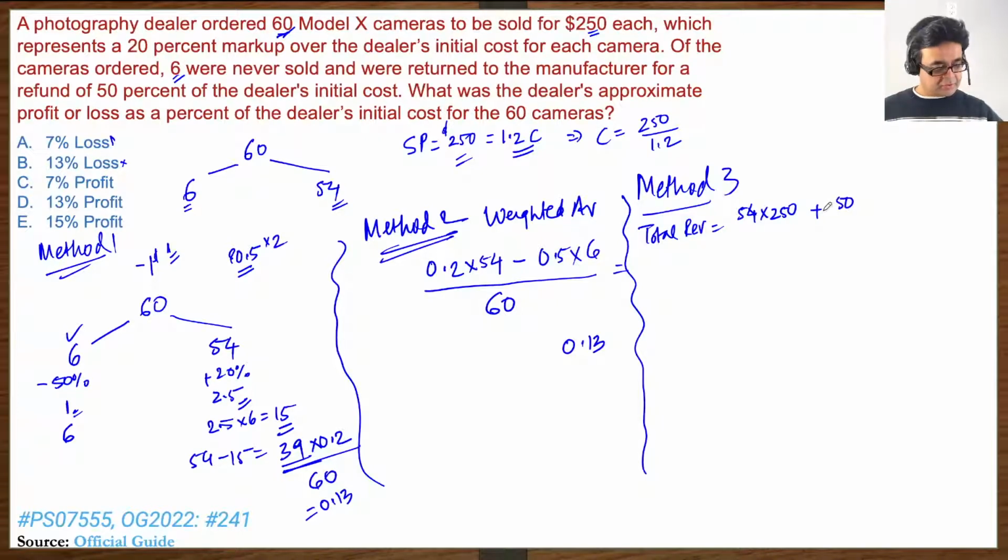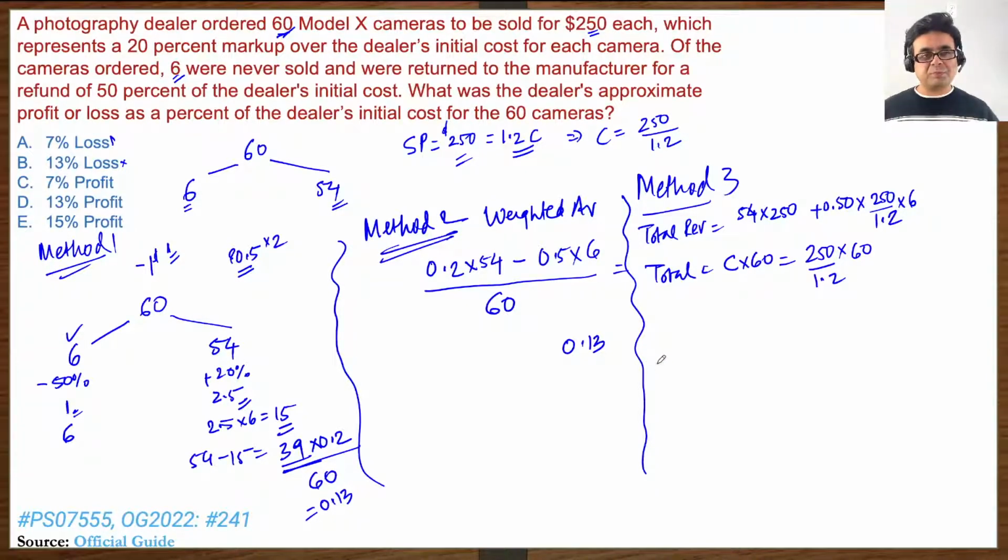So 0.5 multiplied by the cost price, which was 250 divided by 1.2 multiplied by the 6 cameras he gets back. So this is the total money coming in. Now the total money going out was his total cost, which is nothing but C multiplied by 60 cameras, which is 250 multiplied by 60 divided by 1.2, because this is our cost price multiplied by 60, right?